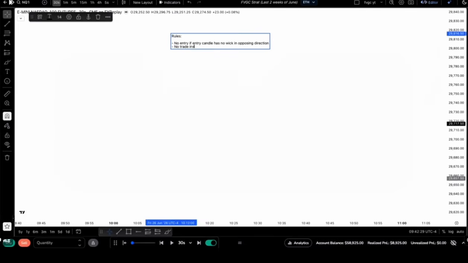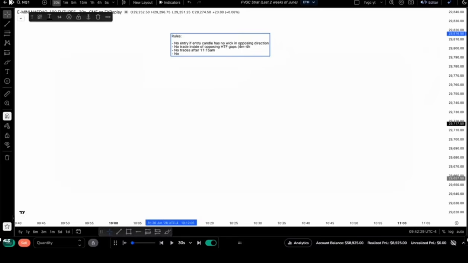Next, no trade inside of high time frame gaps. Sorry, let me just specify this. No trade inside of opposing gaps. So if we're looking for longs and we're in a bullish gap, we take that. If we're looking for longs in a bearish gap, we're fading that. Next, no trades after 11:15 a.m. Next, what do you classify as high time frame?